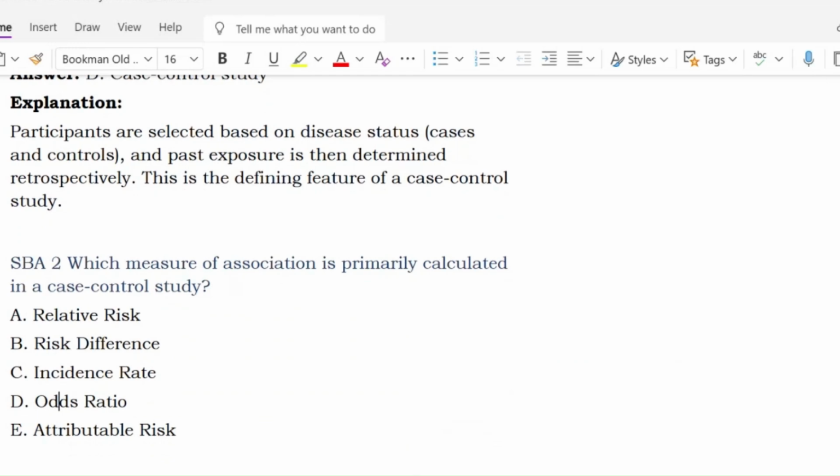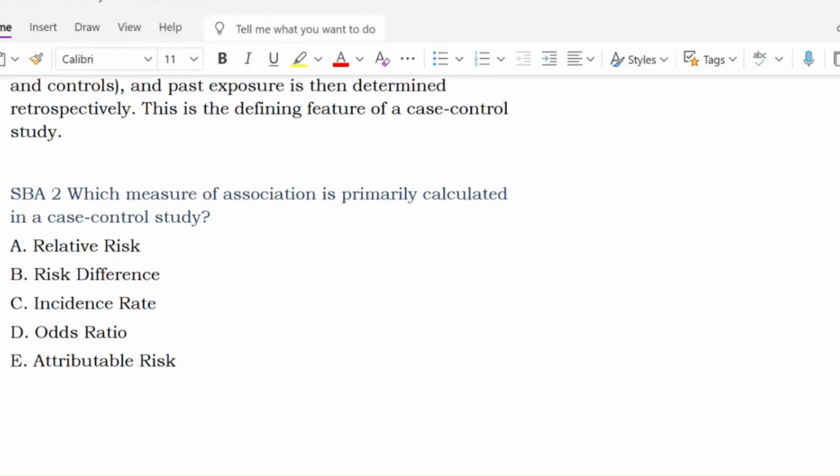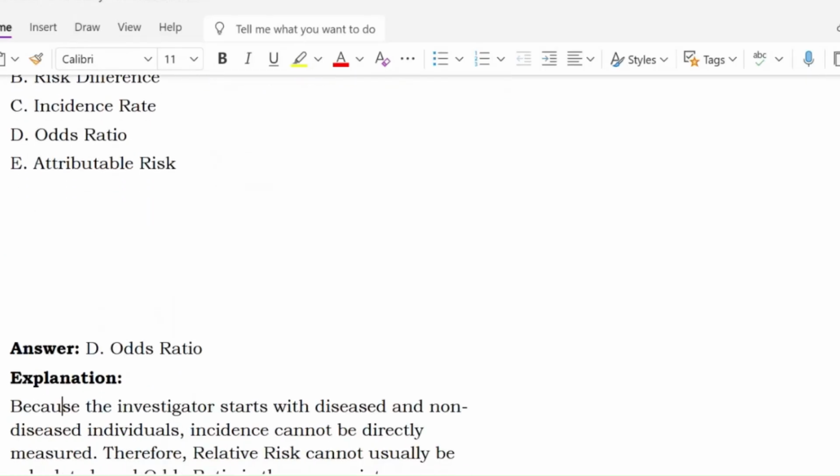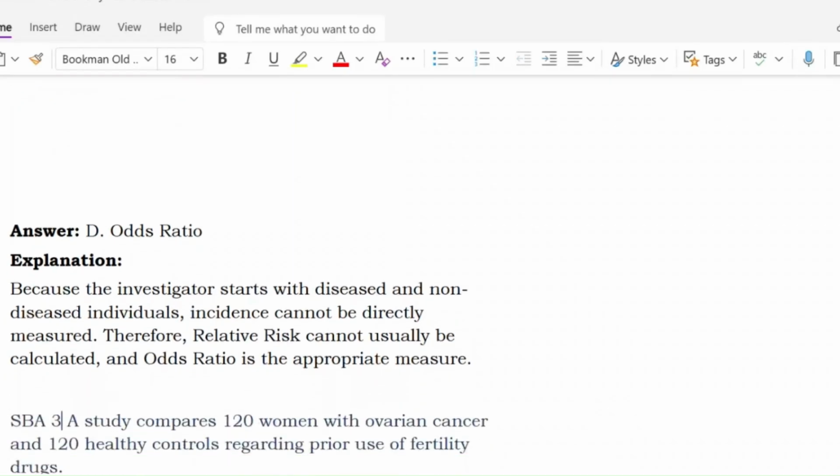Next. Which measure of association is primarily calculated in a case control study? Relative risk, risk difference, incidence rate, odds ratio, attributable risk. Sir, odds ratio. Yes. In case control study, we calculate the odds ratio because the investigator starts with the diseased and non-diseased individuals. Incidence cannot be directly measured. Therefore, relative risk cannot usually be calculated, and odds ratio is the appropriate measure.